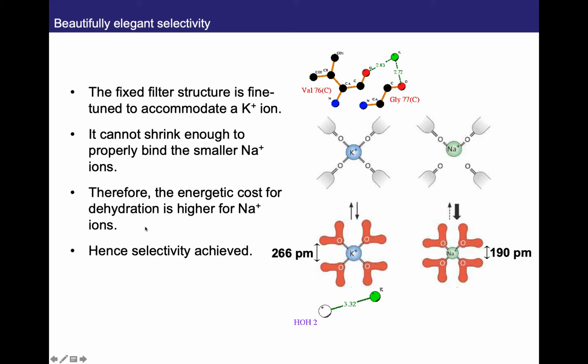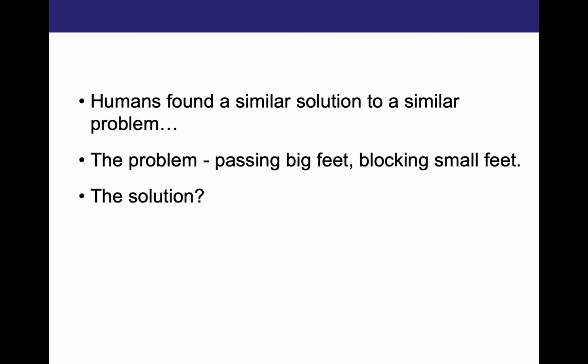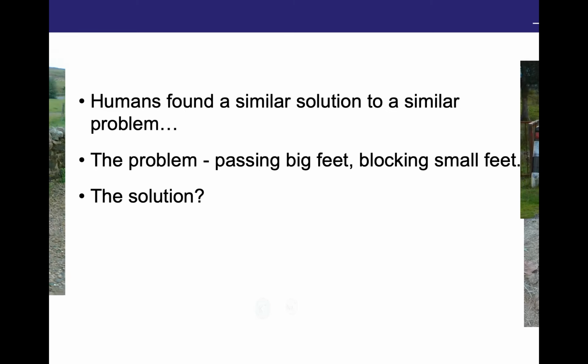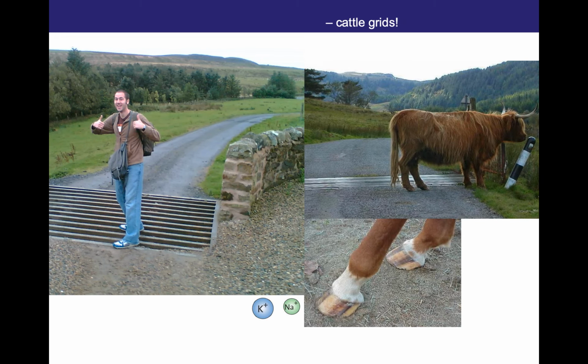So this is just a cartoon, really. Humans found a similar solution to a similar problem: how to pass big feet while blocking small feet. Have you ever seen cattle grids in Europe? With the cattle grids, the cattle have very small hooves, which would symbolize the sodium. Humans have a lot bigger feet, and that would represent potassium. With these cattle grids, humans can walk across, or cars, pretty easily, but it keeps out the cattle. They won't actually step on it because their feet would go through. So, just another way to think about selectivity.